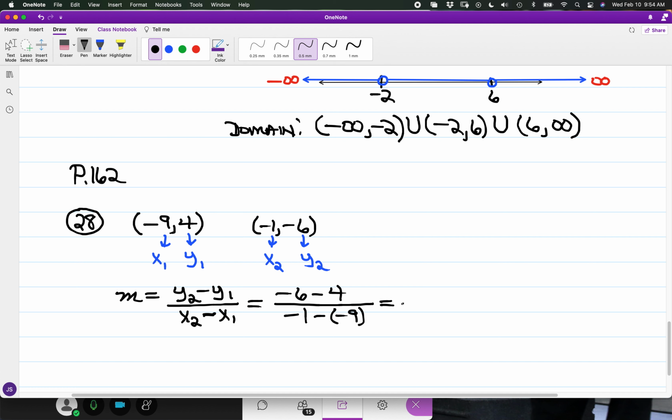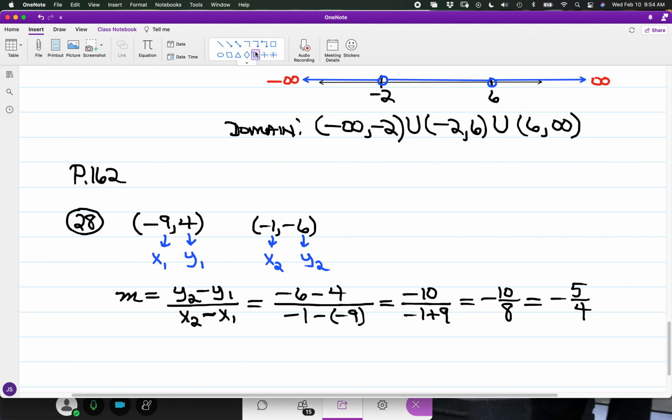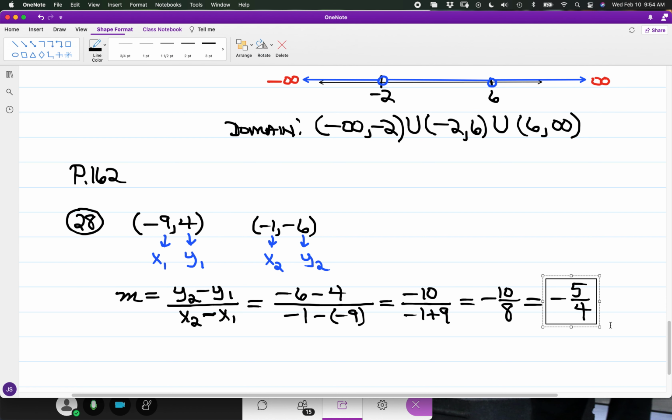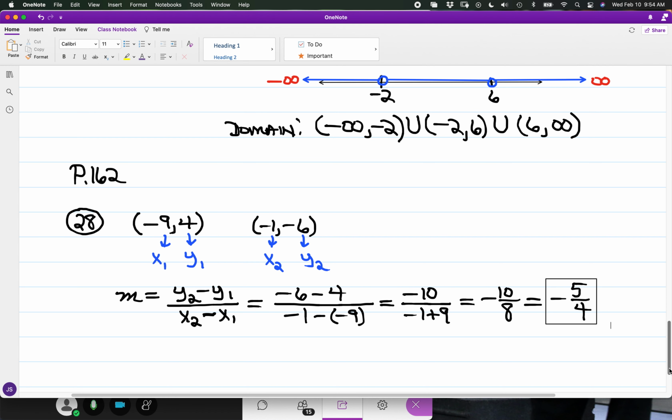And following through, we have -6 minus 4, so we have -10. -1 minus -9, we have -1 plus 9. So we're going to have -10/8. And this ratio can be simplified since we have even numbers in the numerator and denominator. So this will go all the way down to -5/4. And so that's going to be your slope. So this would be kind of like a pattern of going down 5 units and then shifting over to the right 4 units.